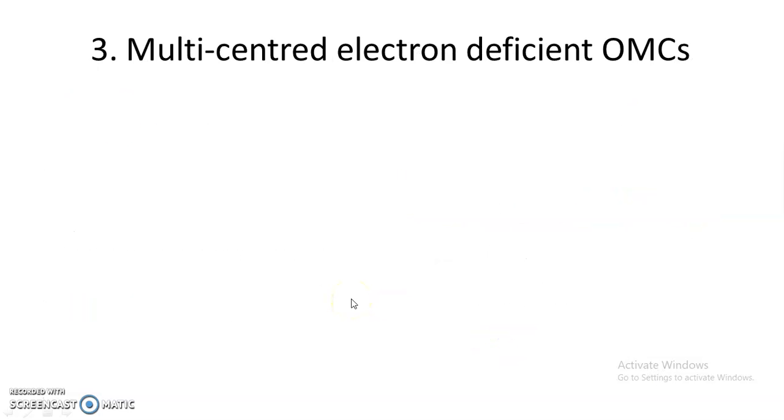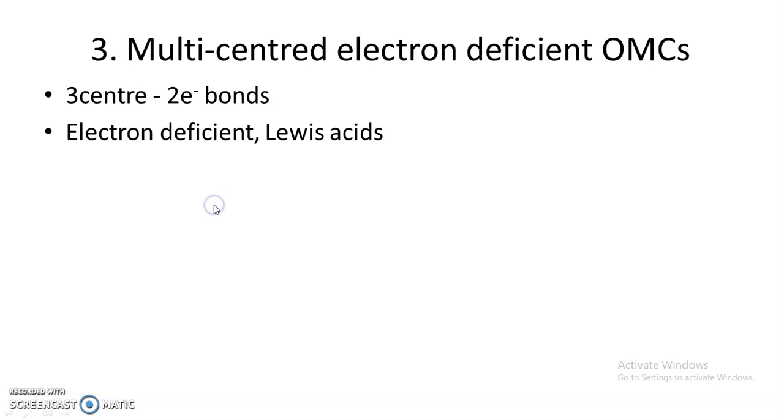Now the third important type is multi-centered electron deficient organometallic compounds. In these organometallic compounds there is a multi-centered bond, that is a 3-centered 2 electron bond. These multi-centered electron deficient organometallic compounds act as Lewis acids, and they usually occur in polymeric form.